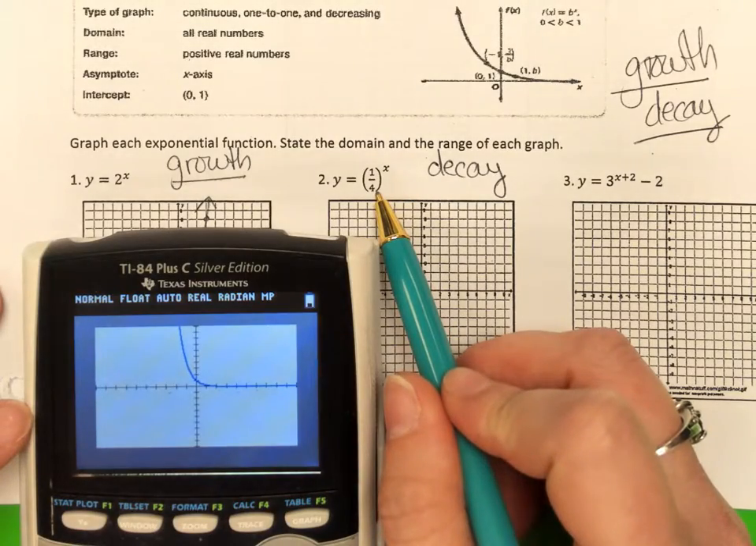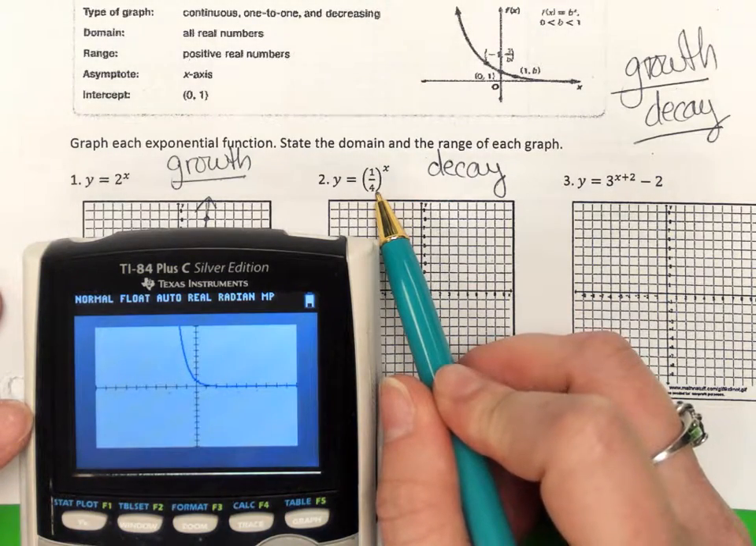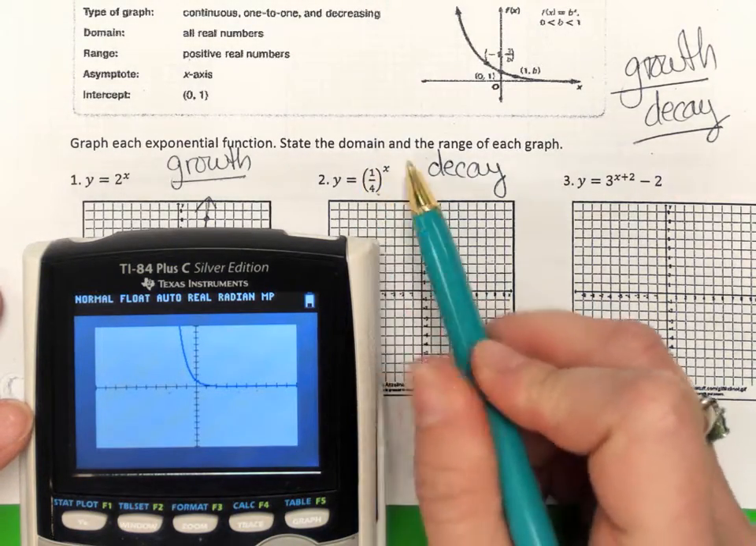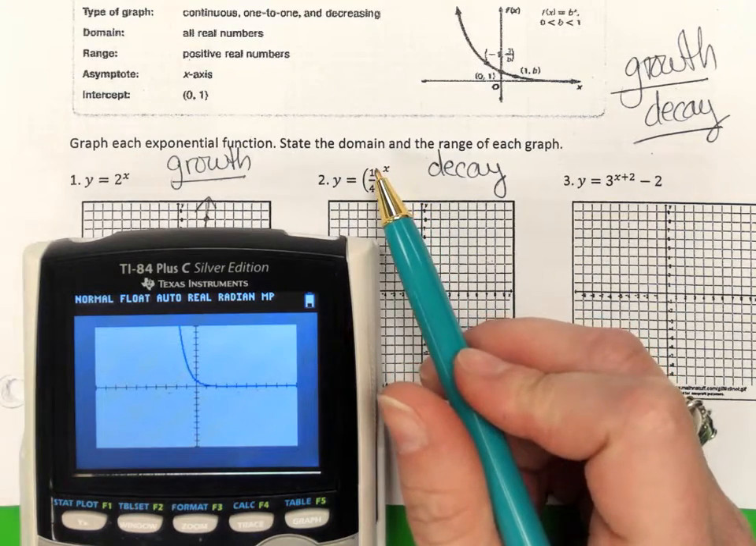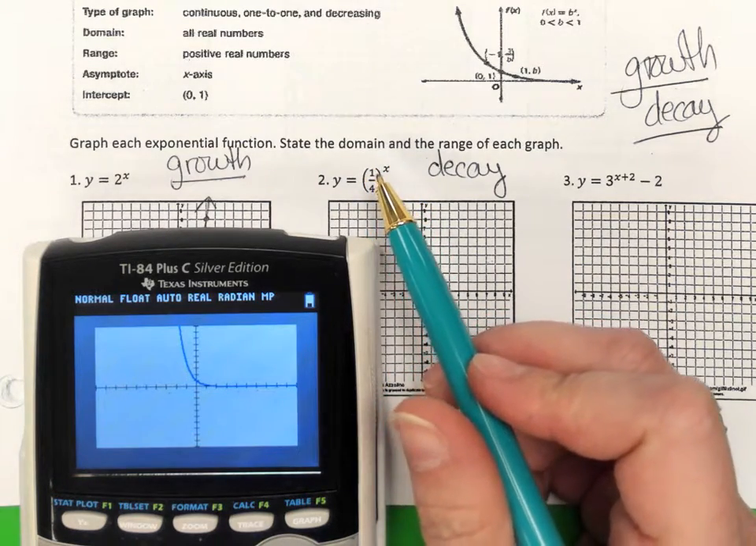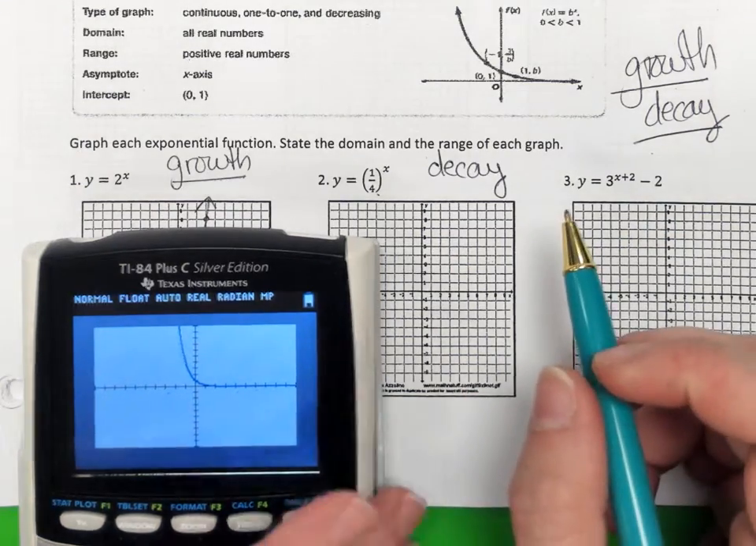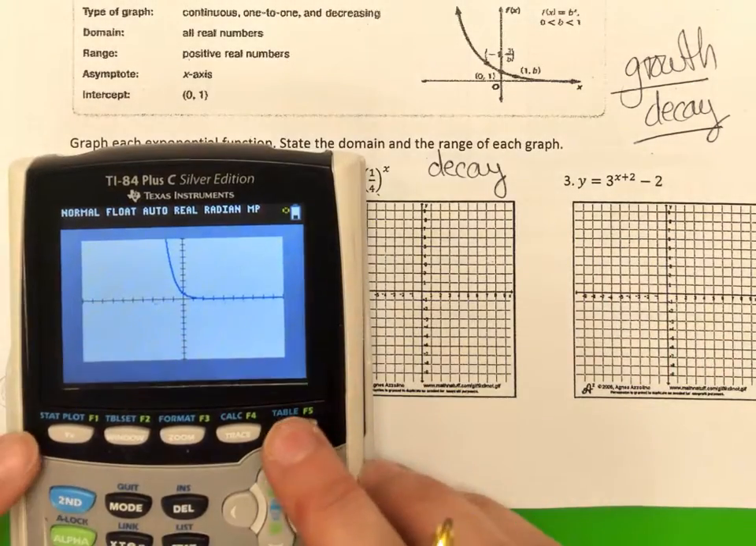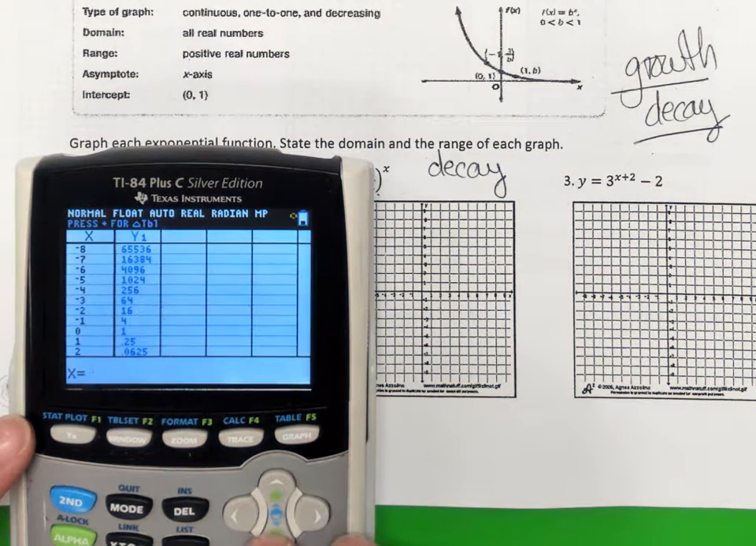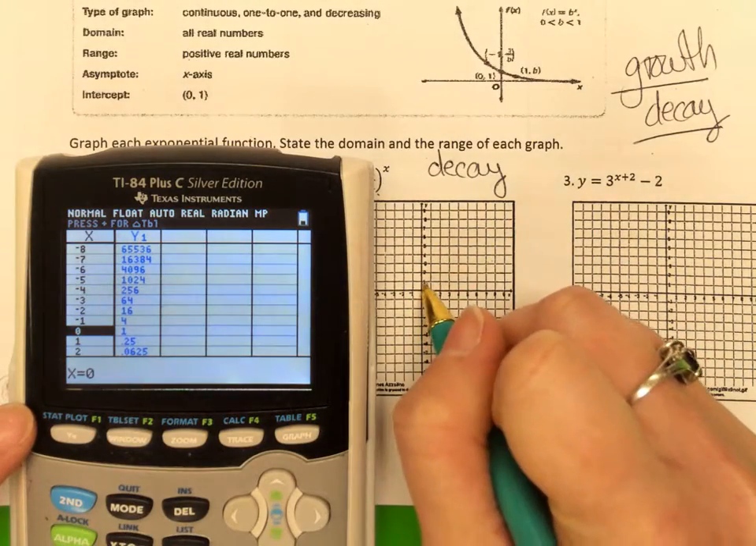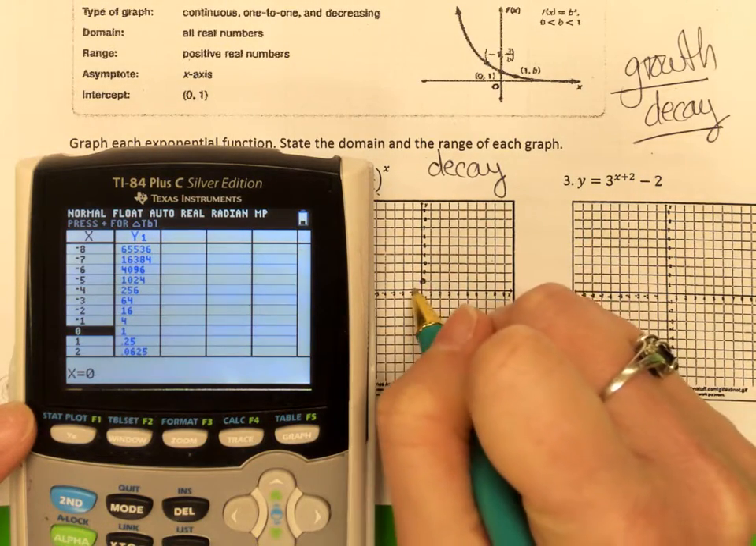So what tells you before you even graph it, what tells you it's going to be decay? A fraction. So what would a negative do? A negative would flip it, right? So it's going to be upside down here at the bottom. We're not going to get to those yet. All right, now we go to second table. It is easiest for me. You don't have to do it this way, but it makes my head not hurt so much if I start with my whole numbers. So 0, 1, negative 1, 4.